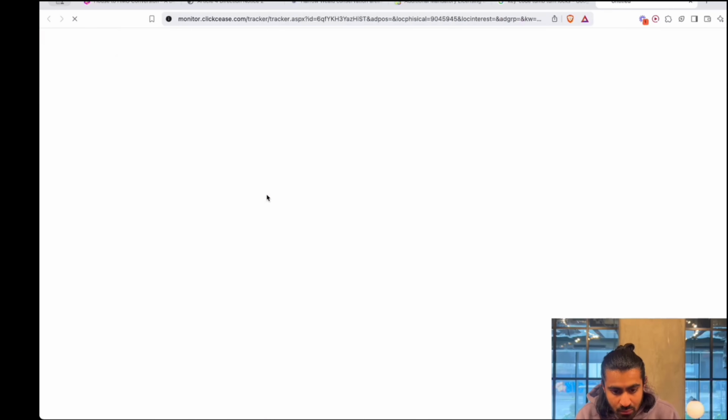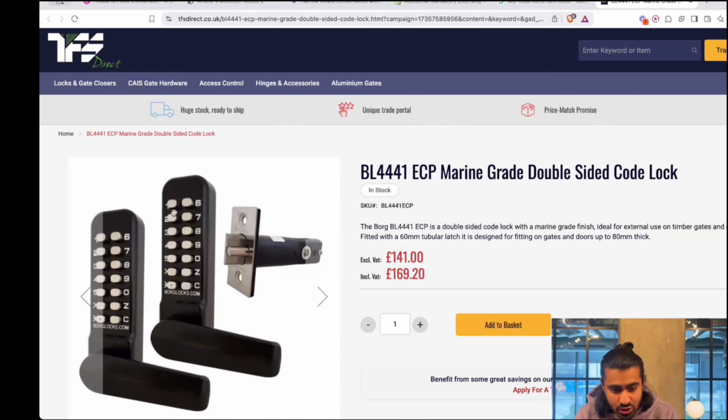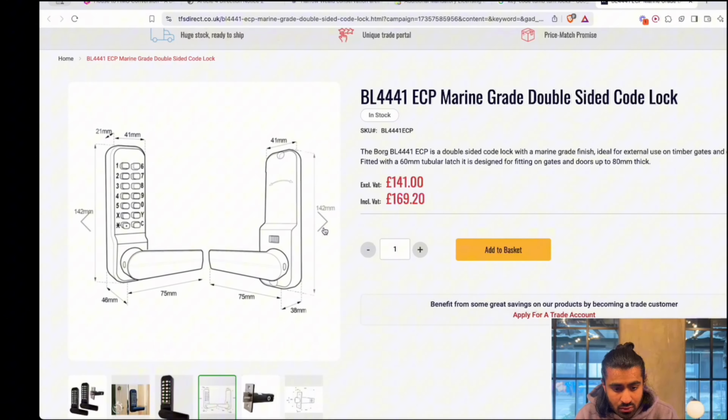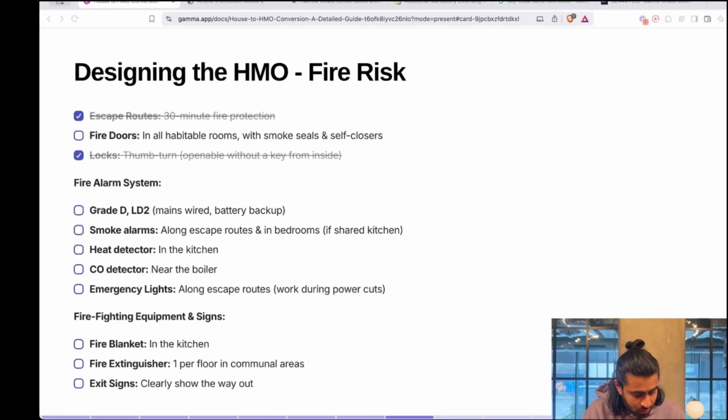So you can go get something like this, which essentially is, from the outside, a code, and from the inside it's a thumb turn. The reason why thumb turns are super important is that in case of fire, you are able to leave the room. So whilst they can lock from the outside, they should be openable inside without a key. So that's the locks. And then next, we want to do a fire alarm system.